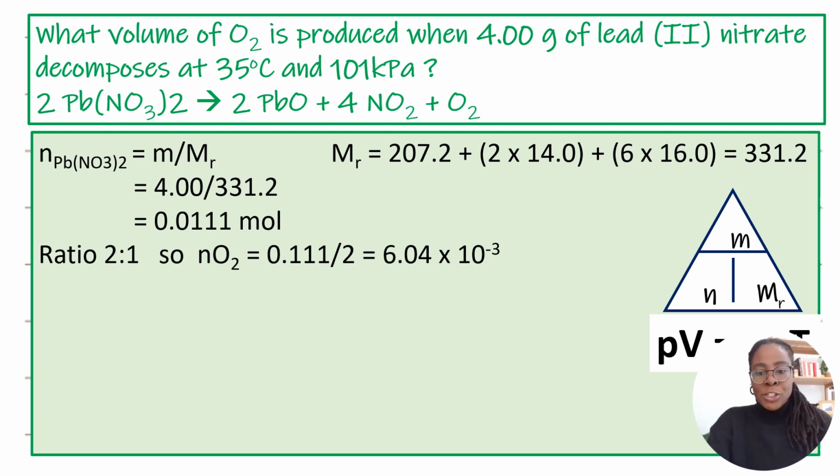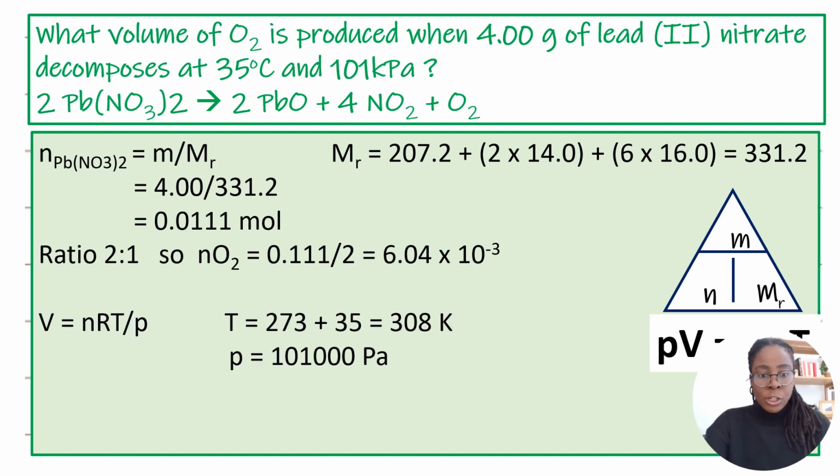Then, using the ratios in the balanced symbol equation, the ratio of the lead nitrate to the oxygen is 2 to 1. So we divide the number of moles of the lead nitrate by 2 to get our moles of oxygen. Now, finally, to find the volume of oxygen, we're going to need our ideal gas equation rearranged to make volume the subject. So volume equals nRT over P.